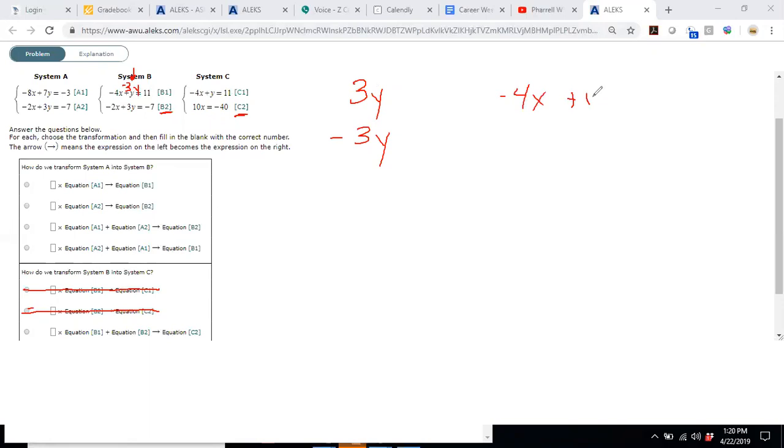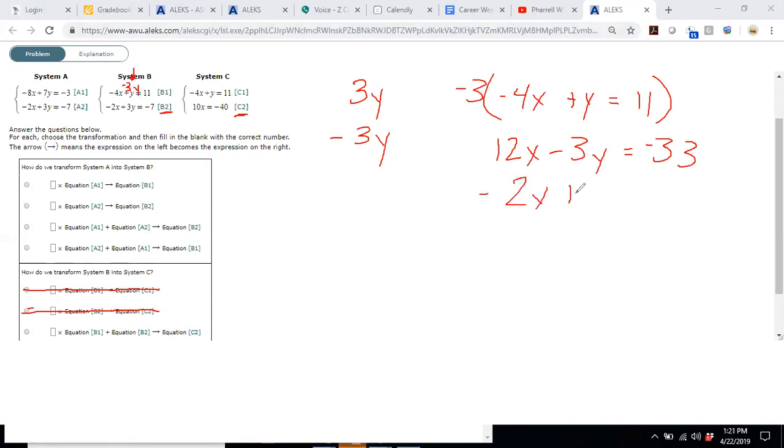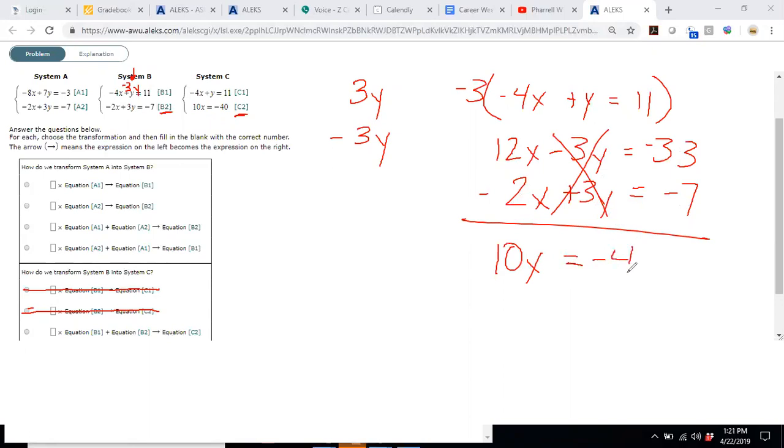So if I had negative 4x plus y equals 11, if I multiply by negative 3, that gives me a positive 12x, a negative 3y, and a negative 33. And then, as I go ahead and add the other equation, that should be an x equals negative 7. As I add those, positive 12 minus 2 gives me 10x. Positive 3 and negative 3 cancel out, and negative 33 and negative 7 combine to give me negative 40. And that right there is what I end up with in C2.